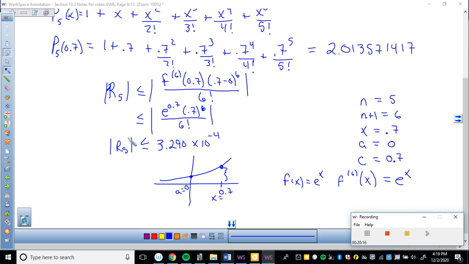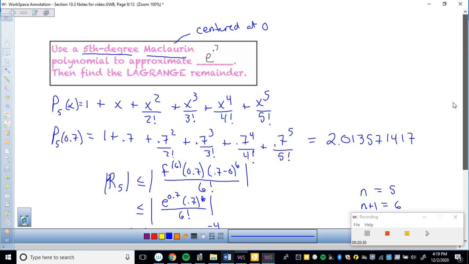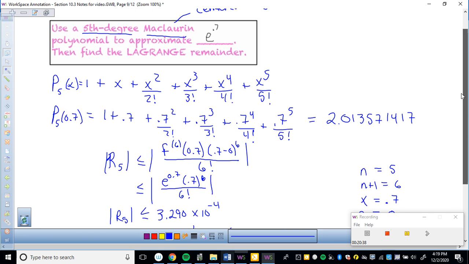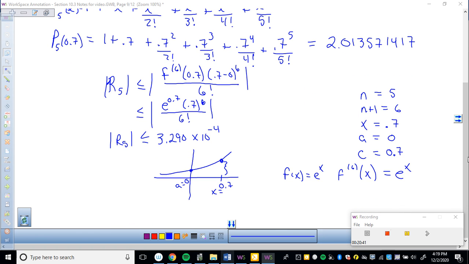So that comes out to be 3.290 times 10 to the negative 4. So our error is guaranteed to be less than or equal to that value. Okay? This is kind of a funny one, and really more for demonstration because we end up using e to the 0.7 in our calculation. But it nicely demonstrates how to use that Lagrange error bound. All right, let's move on.